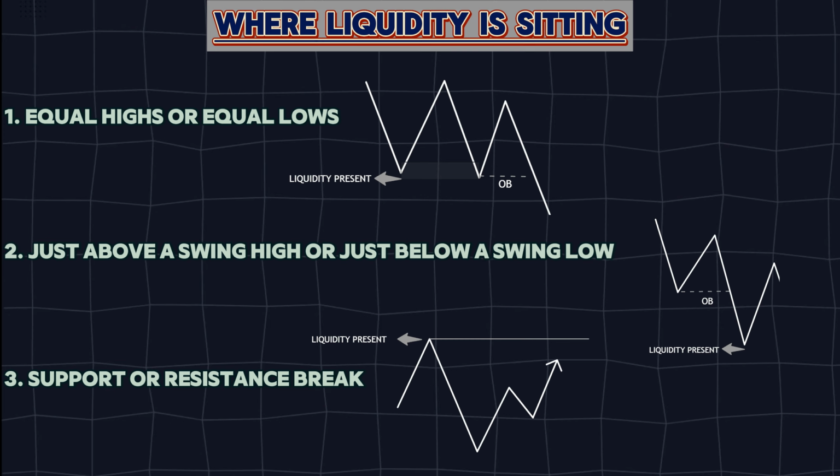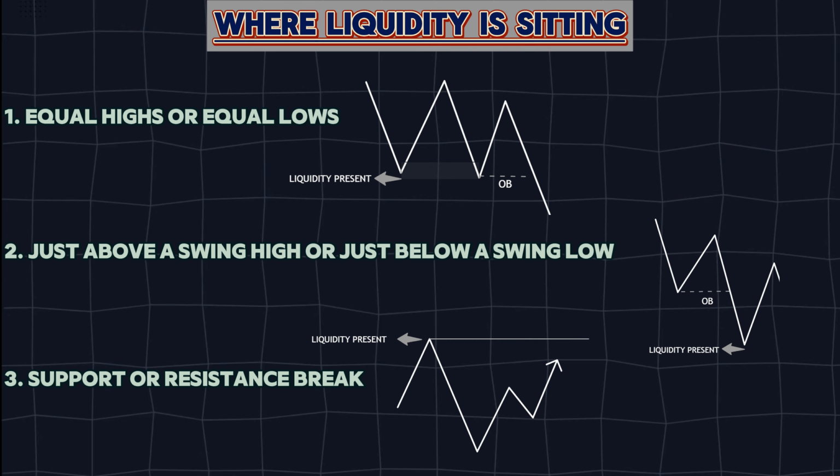Similarly, for a swing low, buyers place their stop loss just below it. Institutions push the market just past that swing high or swing low to trigger these stops and grab liquidity. Once liquidity is collected, the market often changes direction.